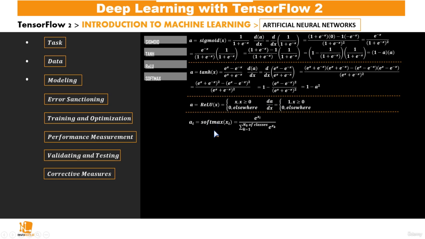Recall that if we have, say, 3 outputs, A1, A2, A3, we can have A1, which is the softmax of x1, which is e to the x1 divided by the sum of e to the xk, where k moves from 1 to 3. So it is e to the x1 divided by e to the x1 plus e to the x2 plus e to the x3. And that's why it's important for us to note the index with which we are working.